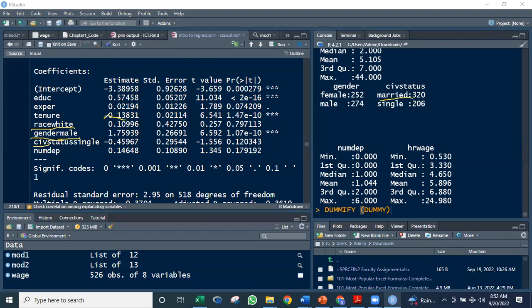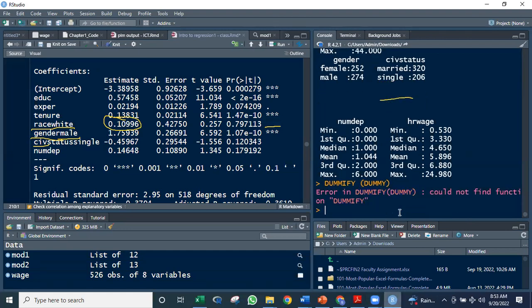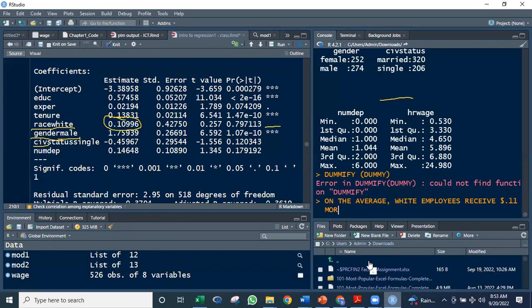Okay, ang importante dito, how do we interpret this? Okay? Although race white is not significant, let's assume first that it is significant. No? So how will you interpret race white? The way you interpret this is that on the average, okay, white employees receive ito, 0.11 dollars more than their non-white counterparts. Ceteris paribus.